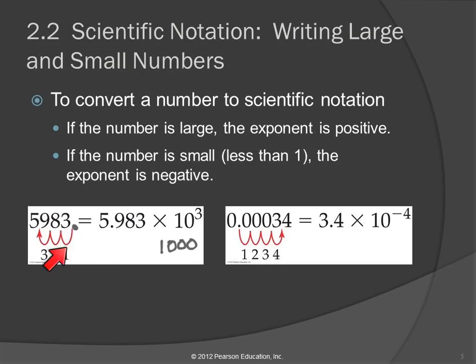All we've done here is we've essentially factored out powers of 10. We've said 5,983 is the same as 5.983 times 1,000.